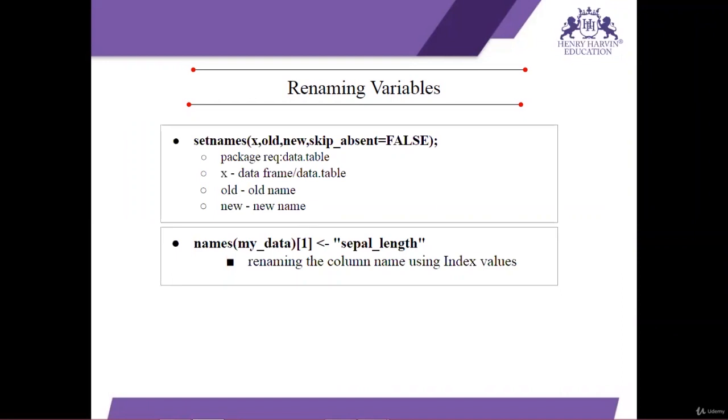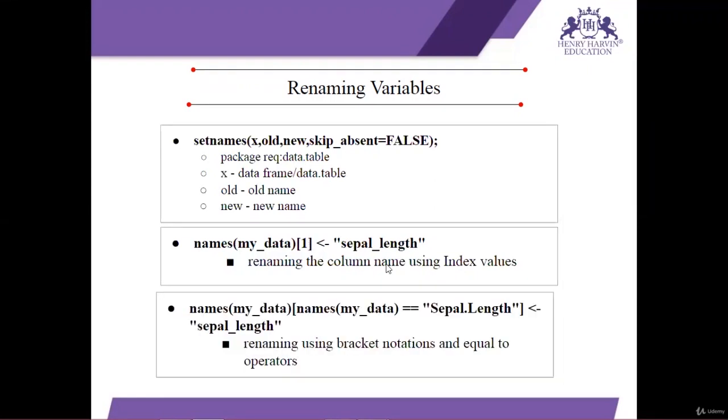In names command, we will use it along with the square brackets notation. So in this we use index number, as you can see mentioned here is 1, to identify the column number of which we want to change the name. Next we can also use the names data along with square notations, but particularly specifying the name of the column that we want to change. Let's go to R and practice some commands.